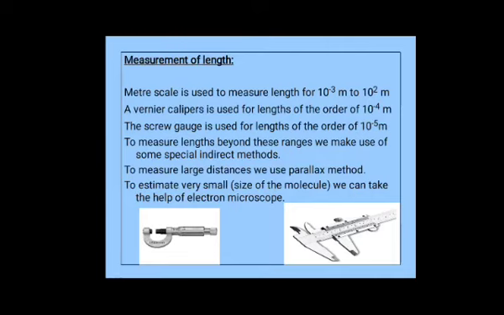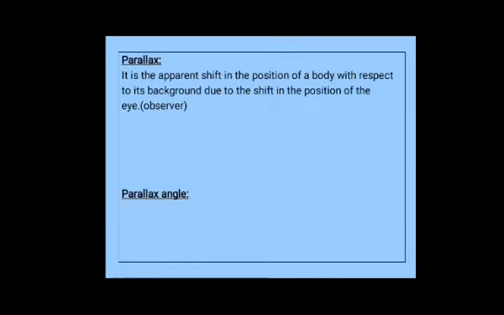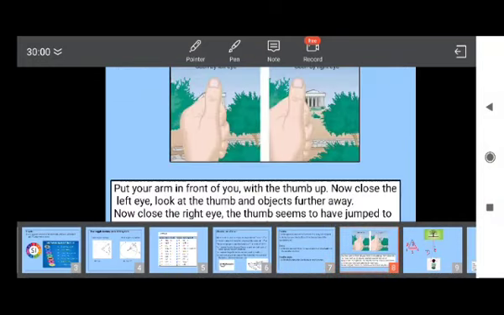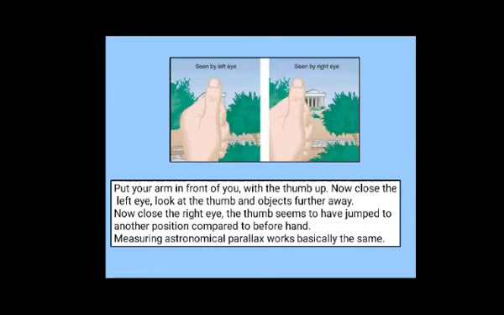Now try to learn about a very important one, that is parallax. So what is this parallax now? It is the apparent shift in the position of a body with respect to its background due to the shift in the position of the eye. What is the meaning of this? For that, let us see this slide. Very easily you can understand what this is. For that, first what we have to do: put your arm in front of you with the thumb up. You do it practically so that you can understand what I am teaching now. So what you have to do, put your arm in front of you with the thumb up.